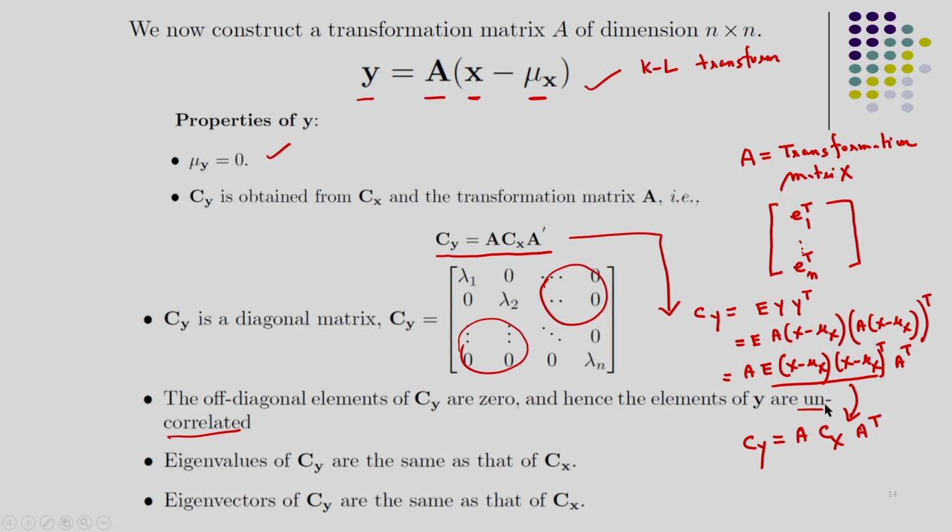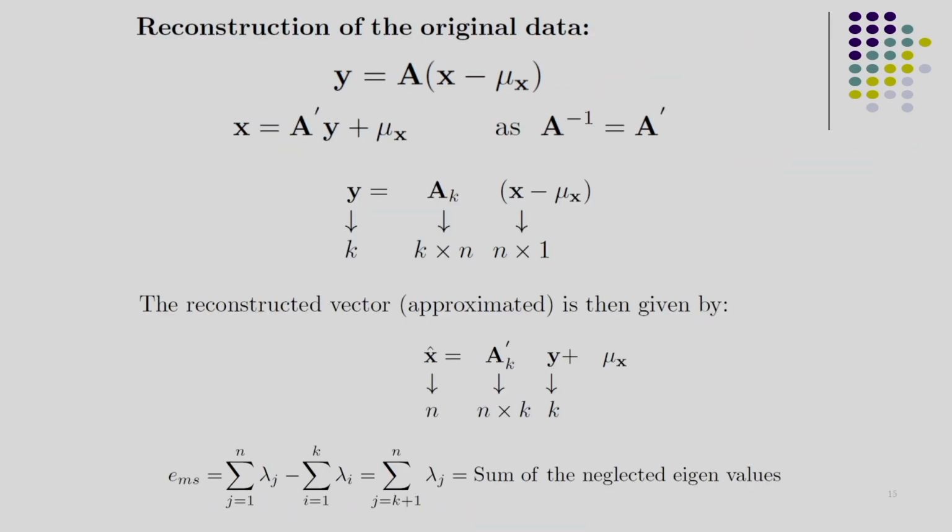And another thing is the eigenvalues of Cy are the same as those of Cx, and the eigenvectors of Cy are the same as those of Cx. That you can verify. Now, let us consider this case, the reconstruction of the original data. But before going to the reconstruction of the original data, what I can show you, suppose I am considering one image, suppose.